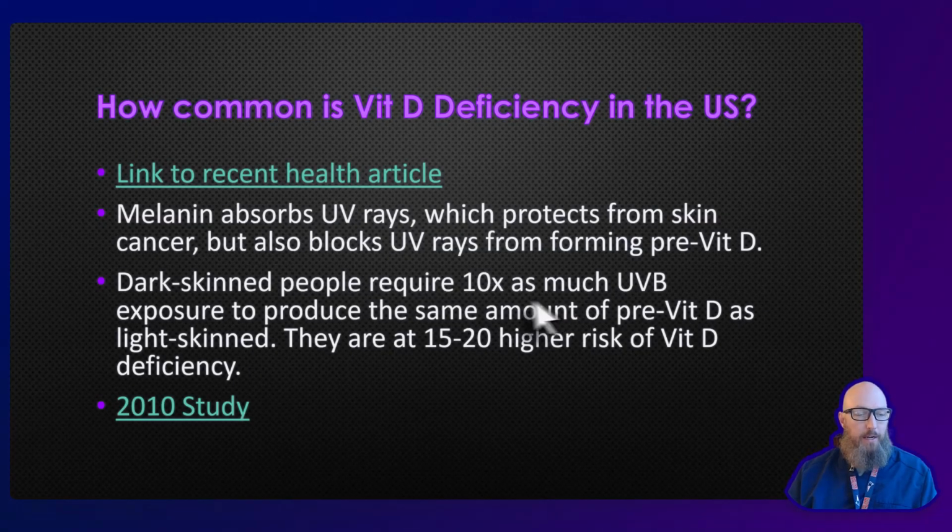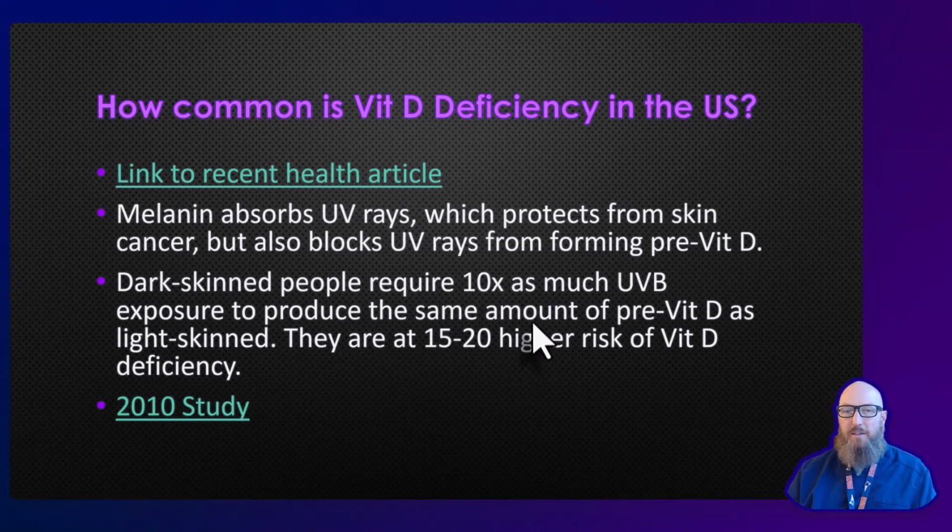And so this is the rabbit hole I got into. This is a link, if you want to follow it, to a health article that talked about how common osteomalacia was in adults. And particularly, here we talk about melanin absorbing the UVB rays, which we talked about in the previous video. It protects skin, but it also blocks those rays from forming that pre-vitamin D that's needed to form a substantial amount of vitamin D in most people. And so dark-skinned people are particularly at risk. They require 10 times as much UVB radiation to produce the same amount of that pre-vitamin D as a light-skinned person. So they're at 15 to 20 times higher risk of vitamin D deficiency.